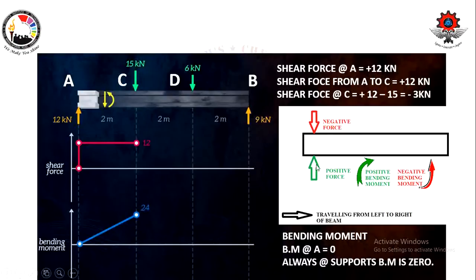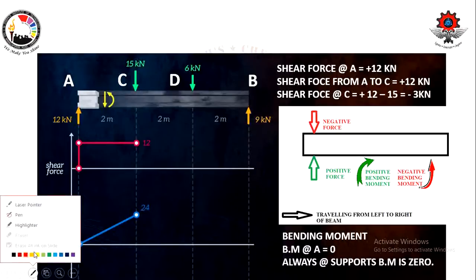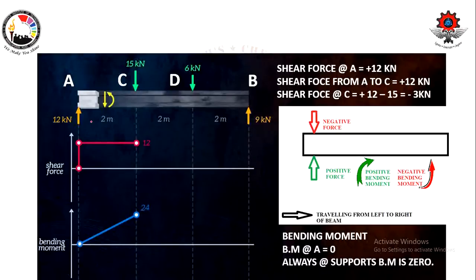We know that we are traveling from left to right. So while traveling from left to right, the upward force is positive force. So this is an upward force. So it is plus 12 kilonewton. Hope you understood, right? Okay.